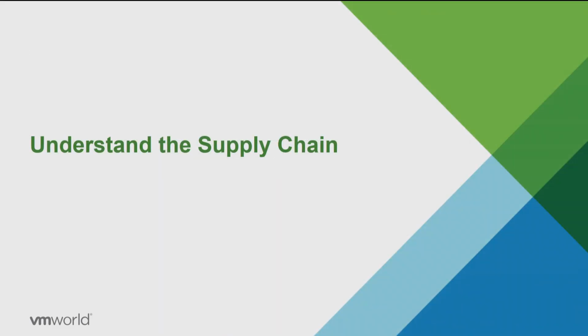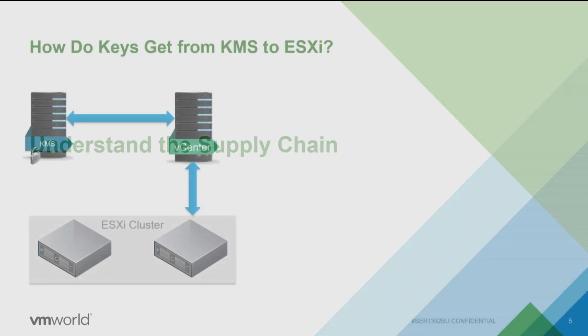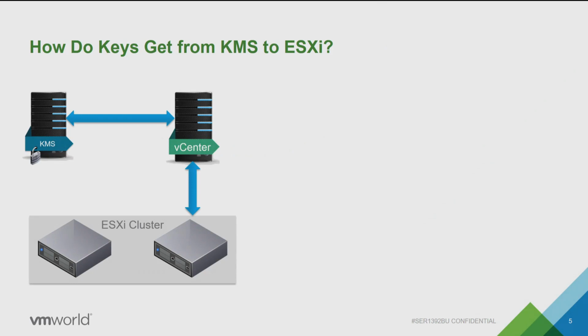Okay, so the first part I want to talk about is the supply chain. How do keys make their way down to the ESXi host? It's important to understand this process to understand some of the problems that you might get yourself into, so that you can design your environment to make sure that you don't end up in this situation. This is essentially the architecture of VM encryption.